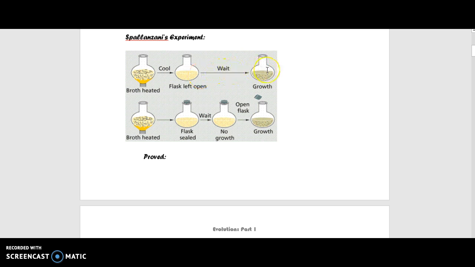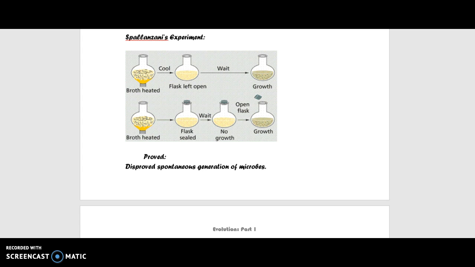He waited, and there was growth in there. So he wasn't shocked because he was trying to disprove spontaneous generation at the microbial level. Down here he put a flask on, cooled it, but put a stopper on it and prevented any entrance of previous microbes. He waited, no growth. Opened the flask, and lo and behold, a few days later, I'm sure growth happened. So he felt he disproved spontaneous generation. Sorry, I'm going to have some typos as I'm doing this live. Spontaneous generation of microbes or smaller organisms.